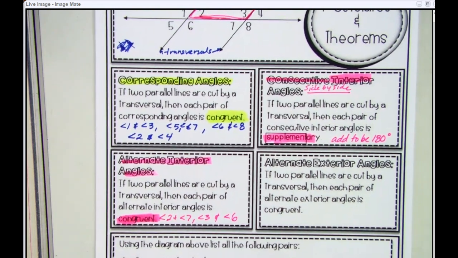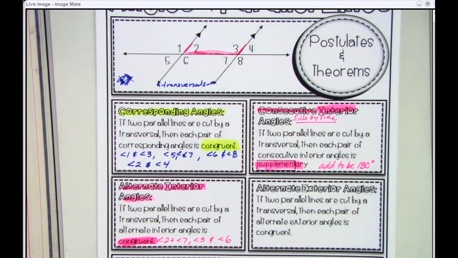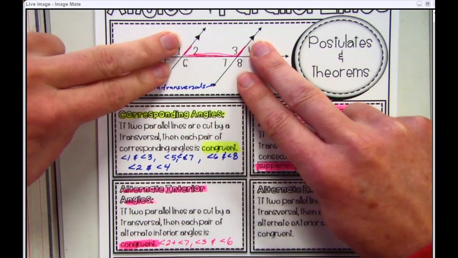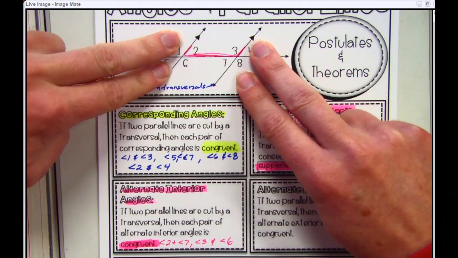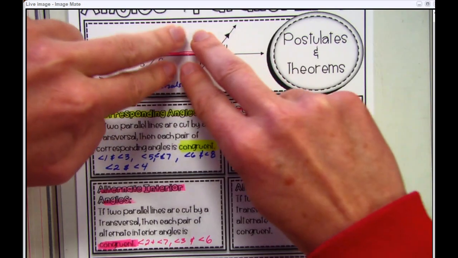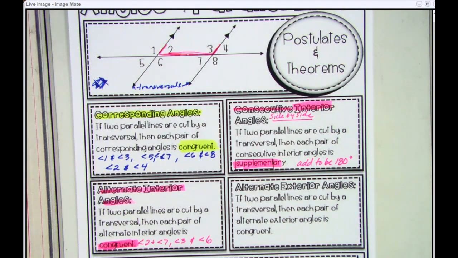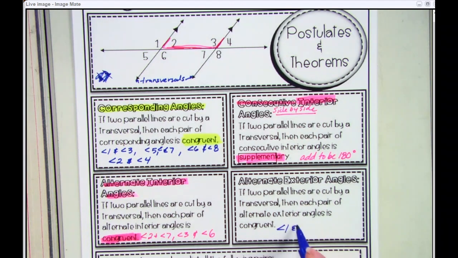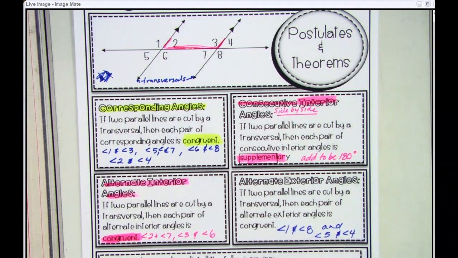Now alternate exterior. So that's going to be these angles out here on the outside of your transversal. So that'd be like 1 and 8. 1 and 8 is a perfect example. What's my other pair? 5 and 4. And angle 5 and angle 4.